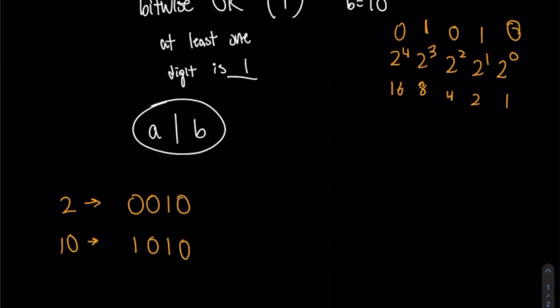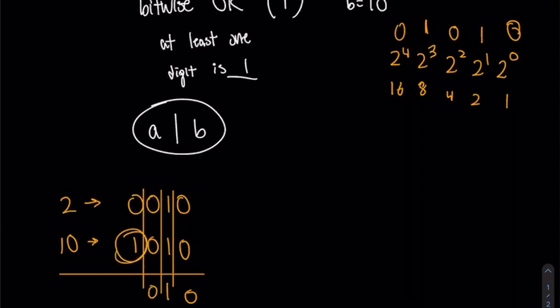Now, what we need to do with bitwise OR is find at least one digit in each vertical space that's 1. If at least one digit in each vertical comparison is 1, then we output 1. So 0 and 0, neither is equal to 1, so we put 0. 1 and 1, both are 1, so we put a 1. 0 and 0 is 0. And then there's at least one 1 that we're comparing in 0 and 1, so we output a 1. So A ORed with B will equal 1, 0, 1, 0.